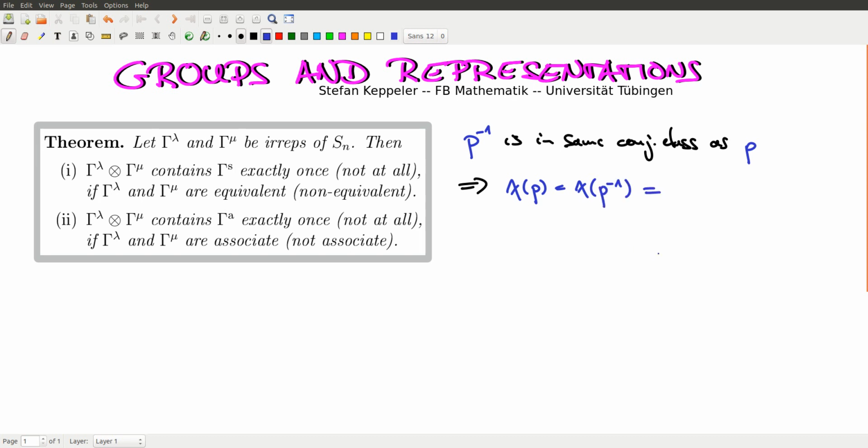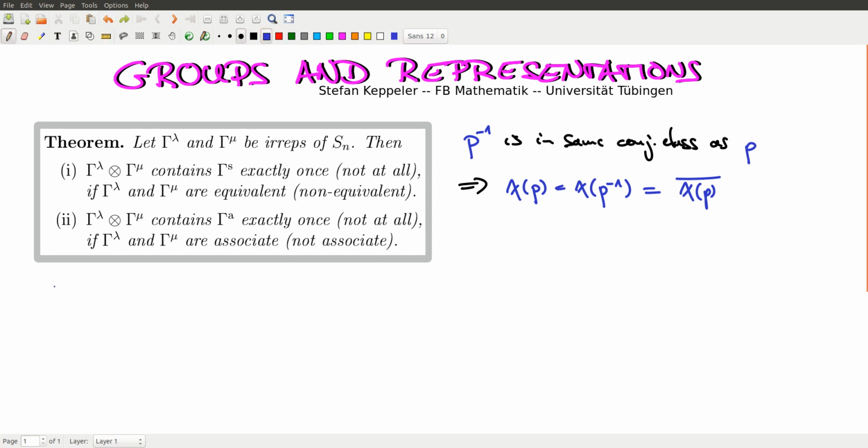But for a unitary representation, the character of P inverse would be just the character of P complex conjugate. And for a non-unitary representation, we know that there is a unitary representation which it is equivalent to. And the characters of equivalent representations are the same. So we always have this property here for the symmetric group, that the character and the complex conjugate of the character are identical, so they are real.